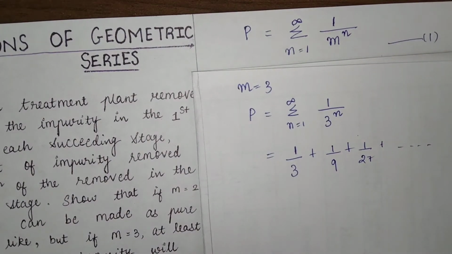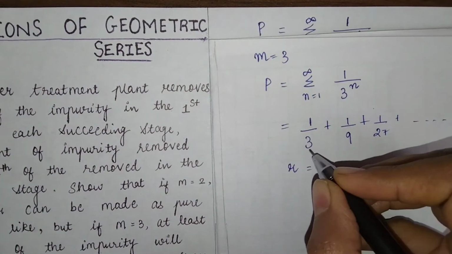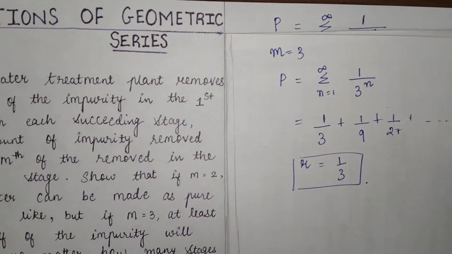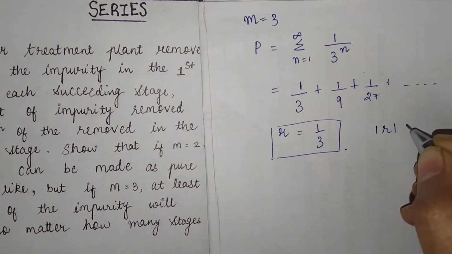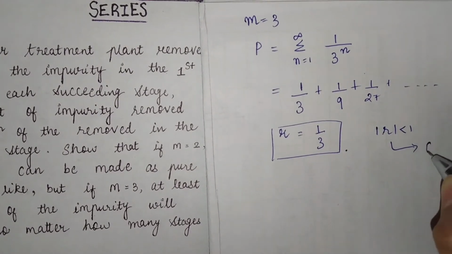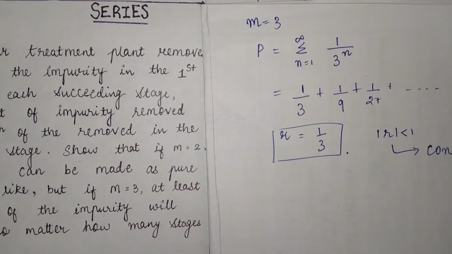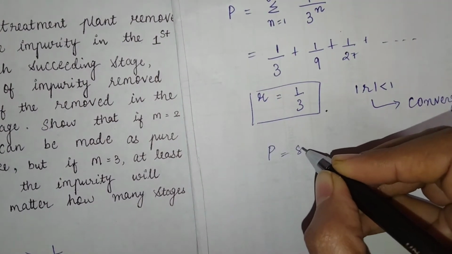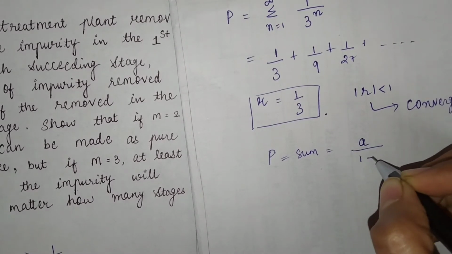Now again this series is in geometric progression, so we will have a common ratio, and the common ratio here is 1/3. Okay, and again 1/3 is less than 1, so this series will also be convergent. But if we want to find the sum of this series, then we can find it as p equal to sum equal to a upon 1 minus r.